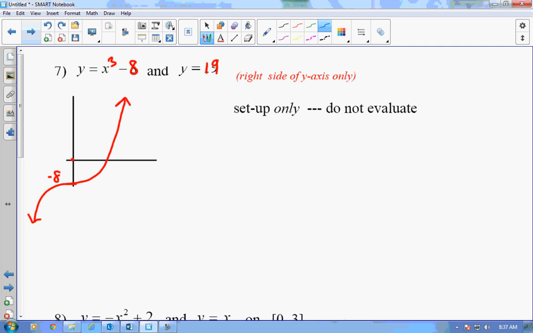And then we have some line up here, y equals 19. And we're finding not just the area under the curve, but the area trapped between the two of them. That's why I have to do top minus bottom. Before we were doing just area under the curve, the bottom was y equals 0. Okay, but now our bottom is y equals x cubed minus 8. So the setup would be, Jake, can you tell me how I'd write the setup?